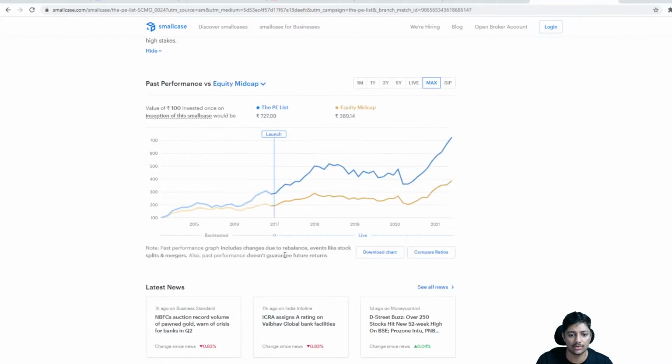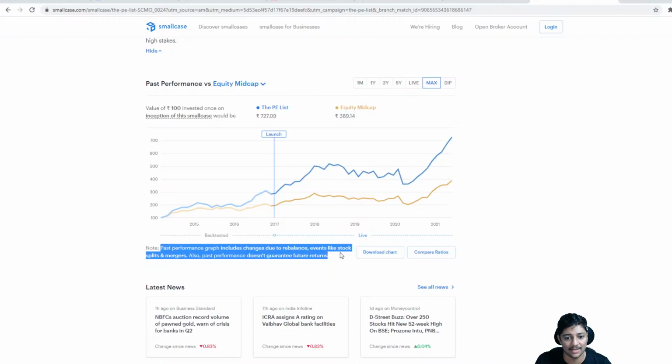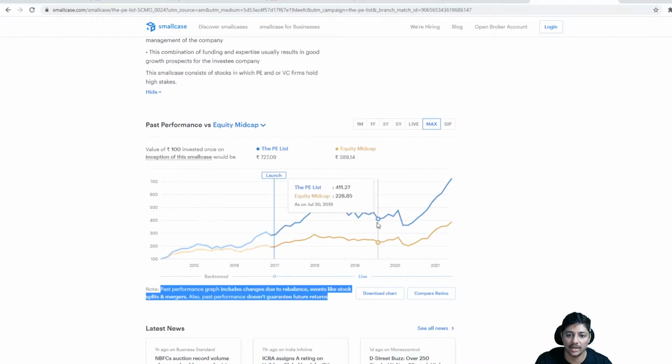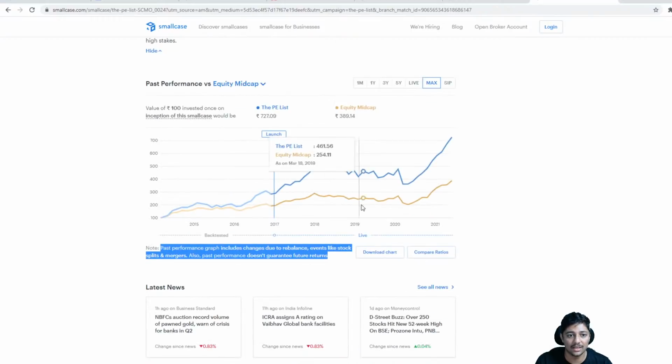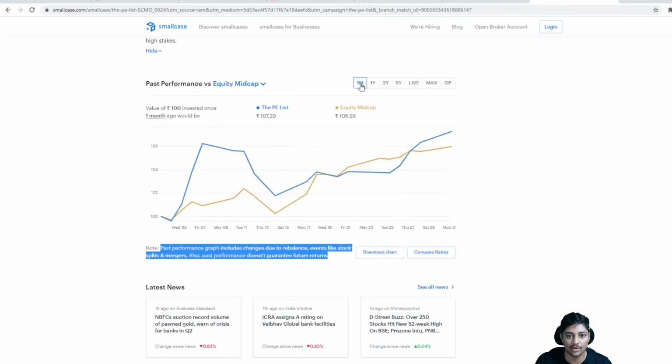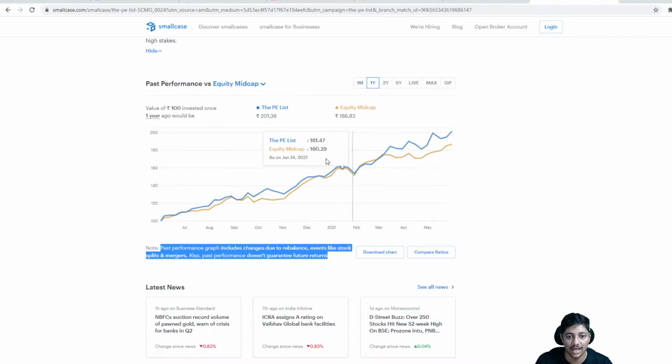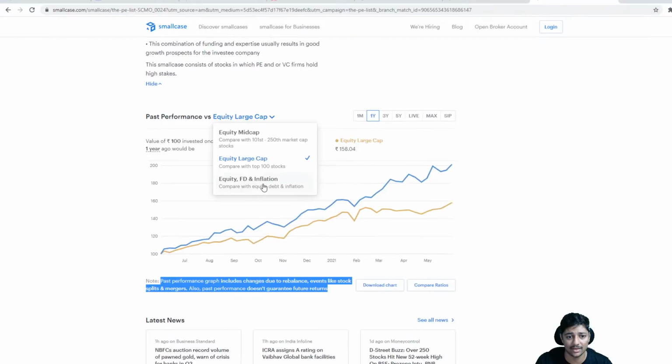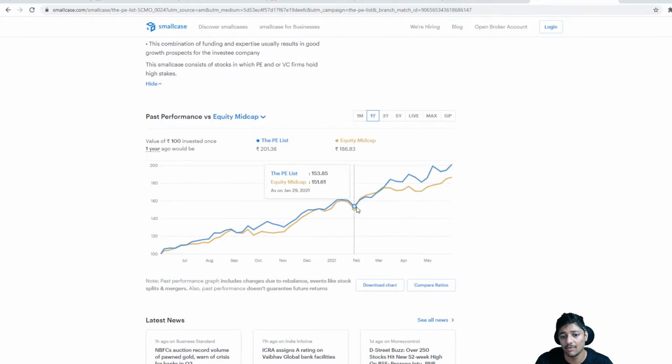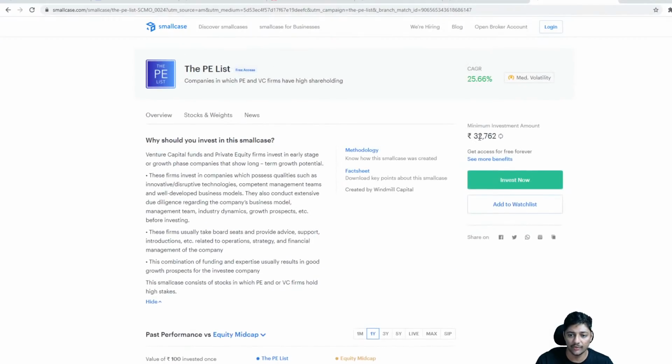They keep changing it. So you please look at that past performance. See this. So past performance includes changes due to rebalance, events like stock splits and mergers. So rebalance has happened. Again, in the PE list, I don't care about this. I'm going to go to 1 year and check the last 6 month return. I don't care about who they're comparing it to also. Whether it's this, whether it's this, whether it's this, I don't care. Why do I have to see what I have to compare? I want to see how much return I get if I invest in this. So it is 53. No, let's go back here. It's 55 and now it is 200, exactly 45% return. Chalo, done.